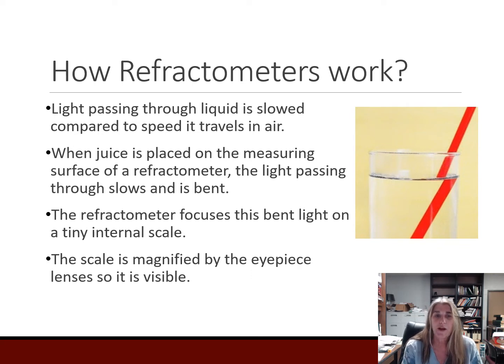So when juice is placed on the measuring surface of a refractometer, the light passing through slows and is bent. The refractometer focuses this bent light on a tiny internal scale, and the scale is magnified in the eyepiece lens so it's visible.